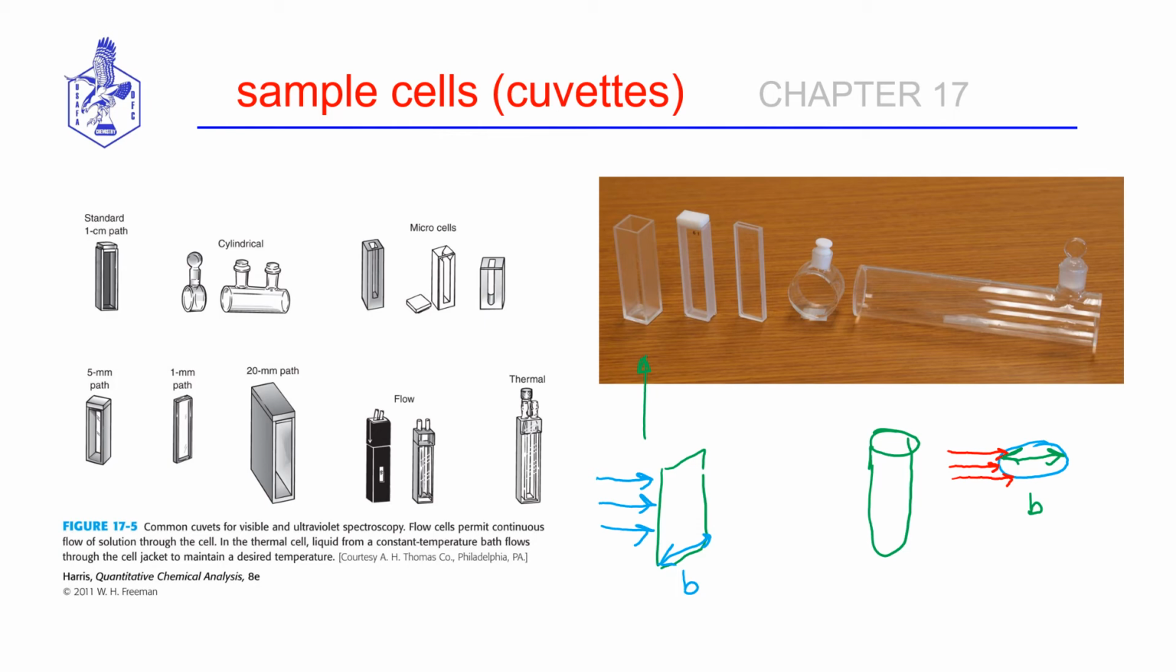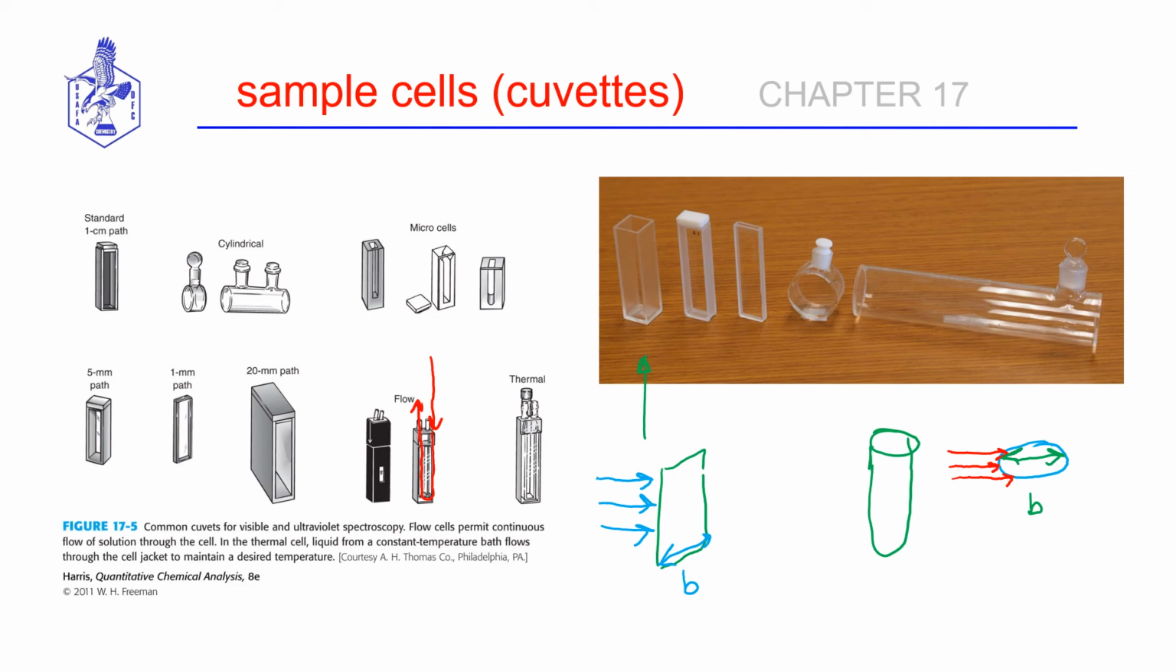We can design the cuvette for us to analyze samples that have flow. So if I'm an industry and I'm making a product and I want to know at a particular point in time during that production line what's in the sample, I can have it flow into this side. It flows in, the measurement is made, and then it flows out.